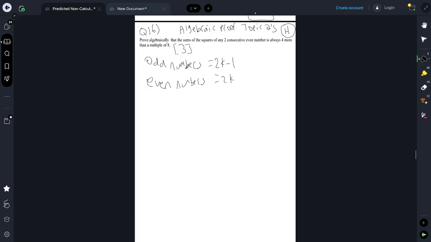Anyway, so prove algebraically the sum of squares. There's a lot going on here. The sum of squares of any two consecutive even numbers is always 4 more than a multiple of 8. Wow.